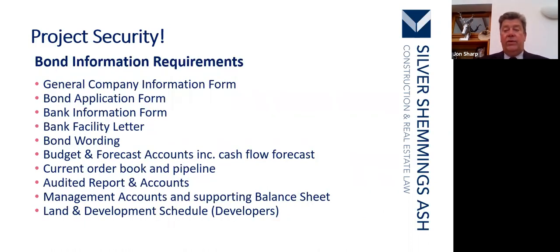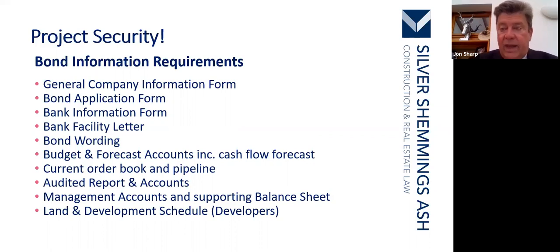So what will you need if you want a bond? Well, you'll need the general company information form. You'll need to fill out an application form. You have to have a bank information form, a bank facility letter, a bond wording. You will need budget and forecast accounts, including cash flow forecasts, what your current order book is and your pipeline of work. You'll need, obviously, audited reports and accounts, management accounts and supporting balance sheets, and a land and development schedule for developers.